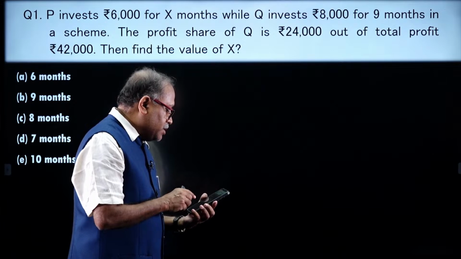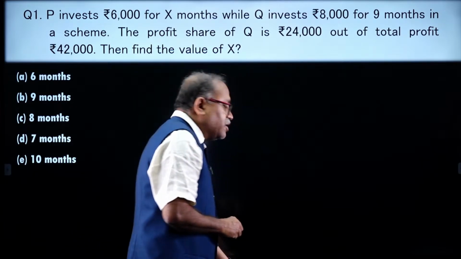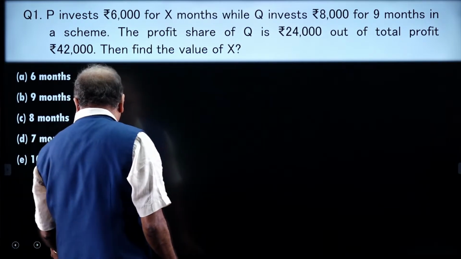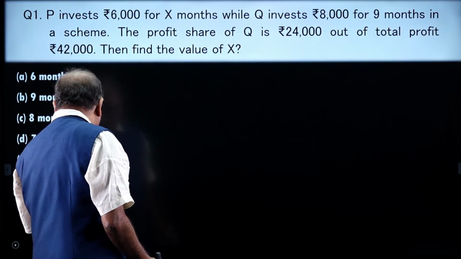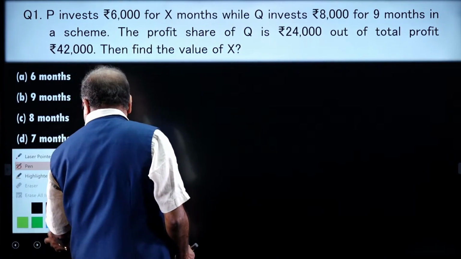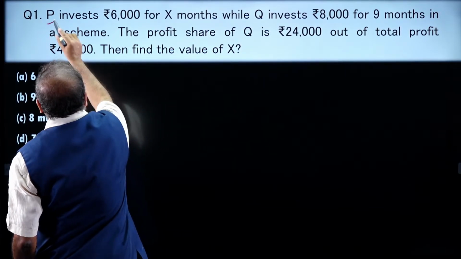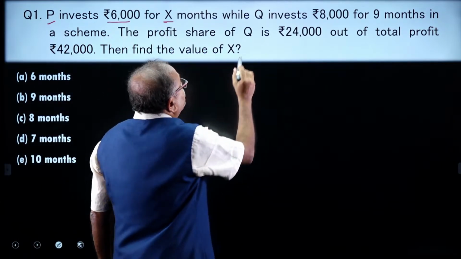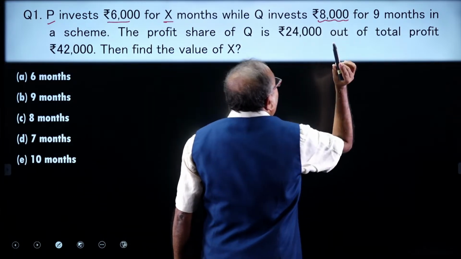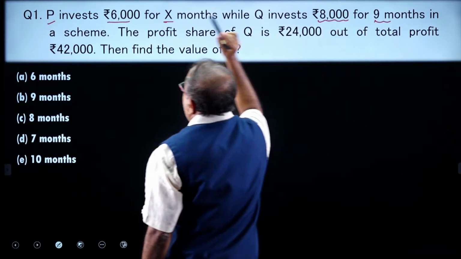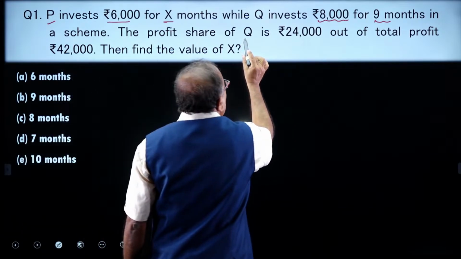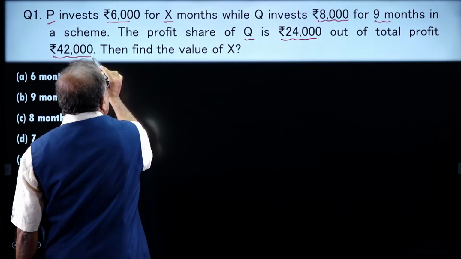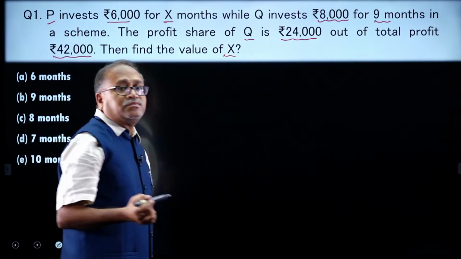I will read the question and then I will give some time for you to answer it. So what is the question here? Let me read it out. The question says that P invested rupees 6,000 for X months, and Q invested rupees 8,000 for 9 months. The profit share of Q is 24,000 out of the total profit of 42,000. Then what is the value of X?